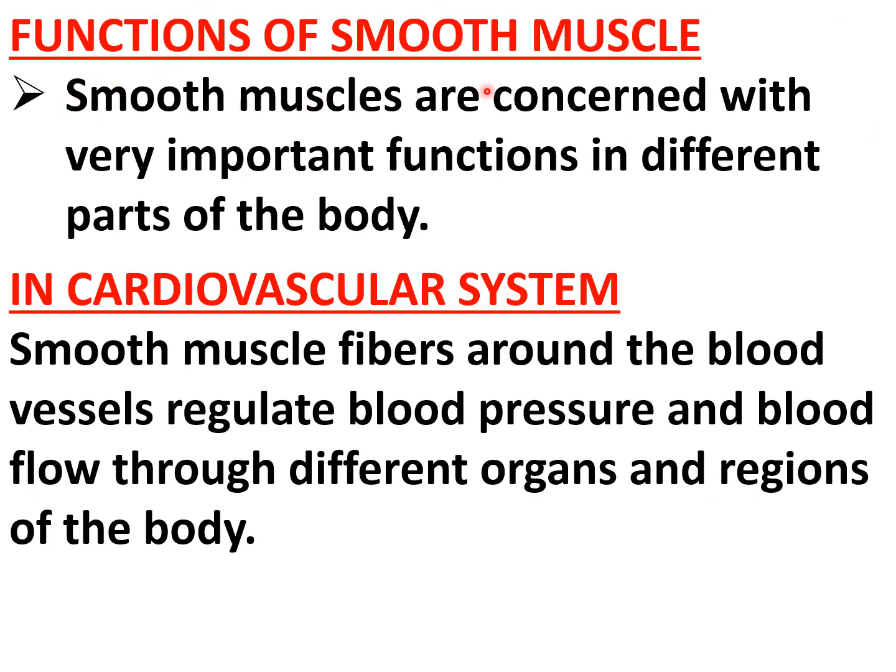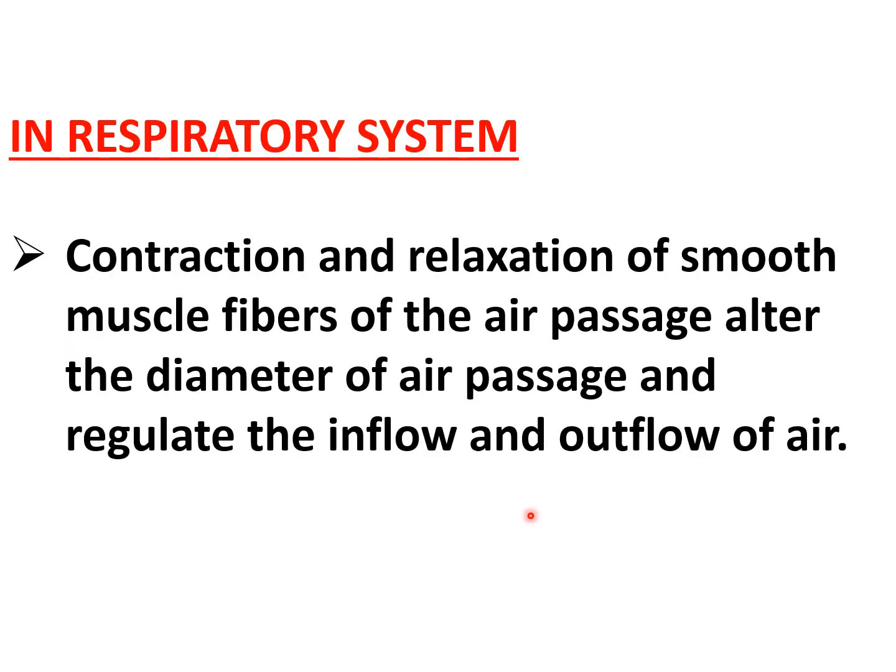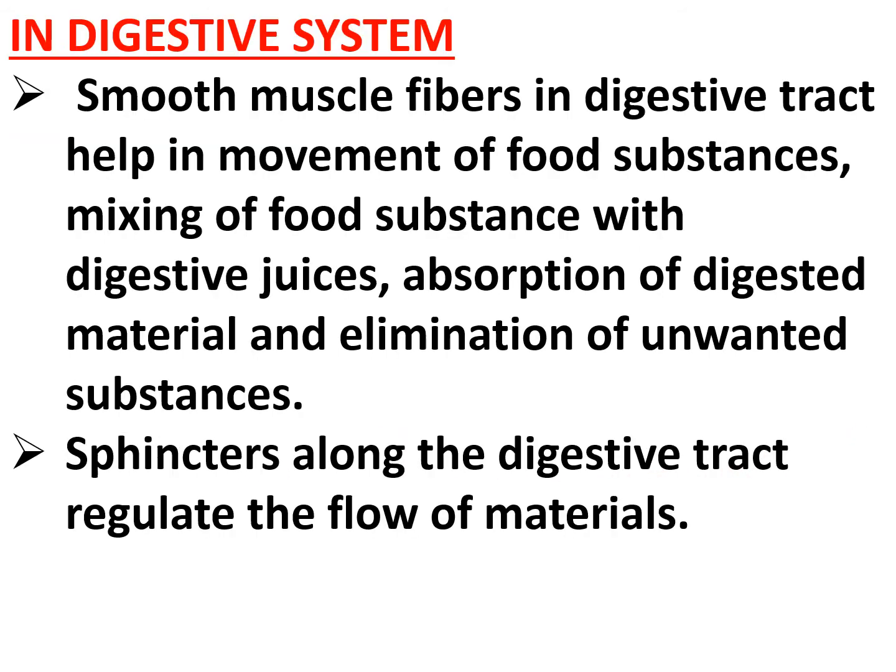Then what are the functions of smooth muscle? So smooth muscles are concerned with very important functions in different parts of the body. First of all, in the cardiovascular system, smooth muscle fibers around the blood vessels regulate the blood pressure and blood flow through the different organs and regions of the body. And in the respiratory system, contraction and relaxation of the smooth muscle fiber of the air passage alter the diameter of the air passage and regulate the inflow and outflow of the air.